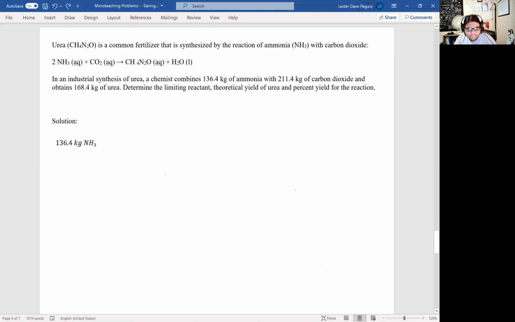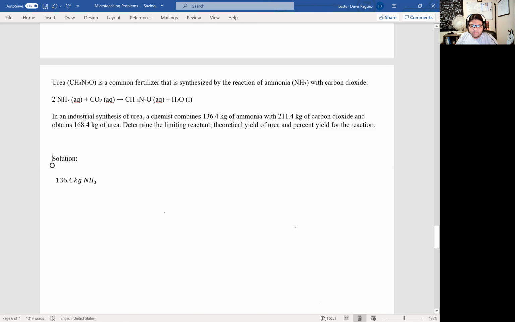with the given amount of the reactants, which is 136.4 kilograms of ammonia and 211.4 kilograms of carbon dioxide. So let's start with 136.4 kilograms of ammonia. That is already given. Now we want to convert kilograms to grams. So for every 1,000 grams, we would have 1 kilogram.